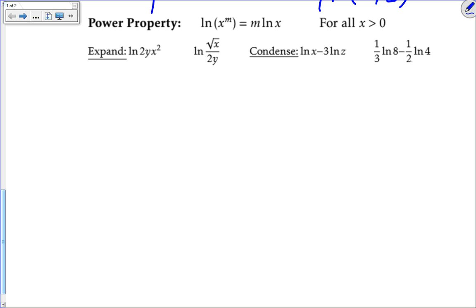So now let's expand these and condense these using these rules. We're putting them all together. All three rules here are going to be in play. So what's going on in this one? We have this ln of 2y x squared. There's two things going on here. What two things are going on?